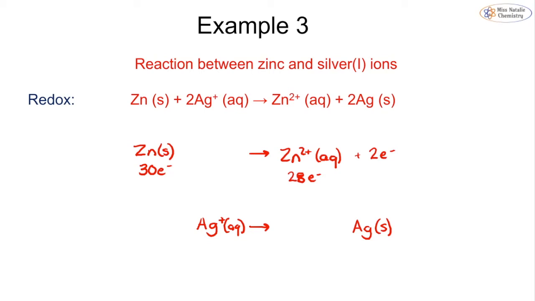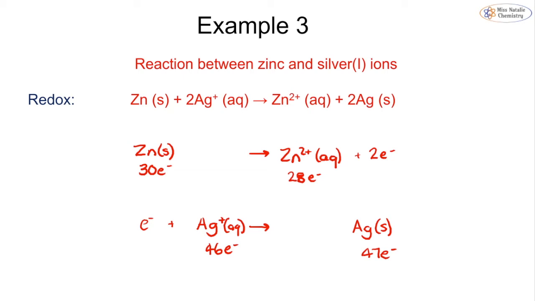When silver is an atom, it has 47 electrons. Now this one's a little bit different when it becomes an ion because it becomes a 1+. So this time we go to 46 electrons. So I only need to lose 1 electron here. So I've got 1 electron being added to the left-hand side to give me 1 plus 46, which equals 47.